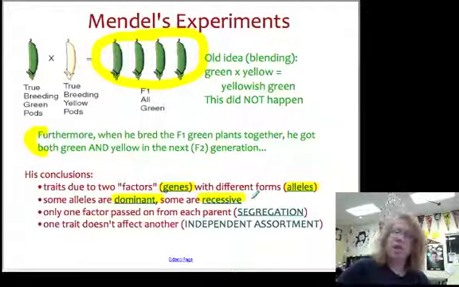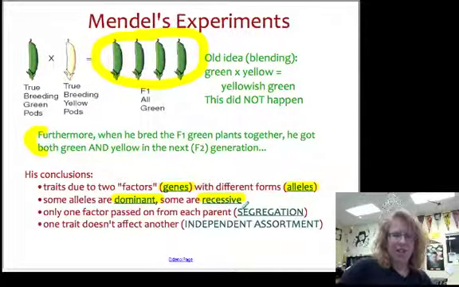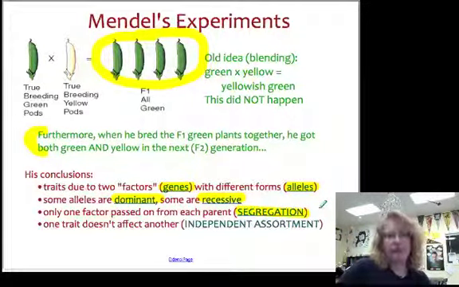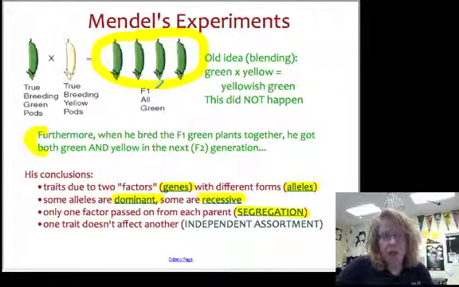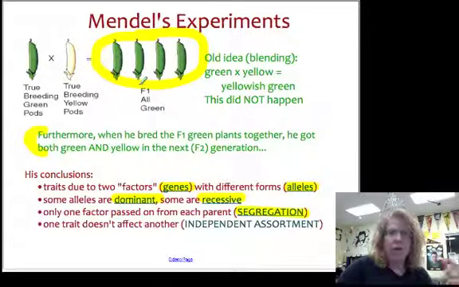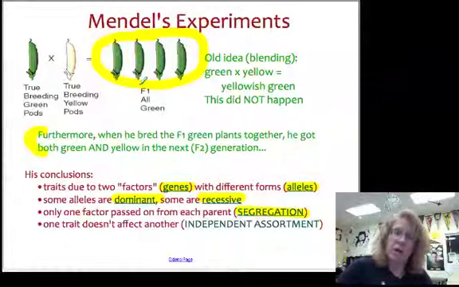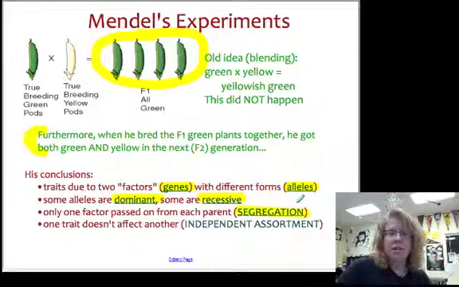Furthermore, as he was doing generation after generation and different traits and looking at what happened, he came up with two rules. These are Mendel's laws of genetics, and you need to know what these are. So the first rule is called segregation. Segregation states that only one factor is passed on from generation to generation. These F1s have two factors. They got a green factor from this parent and a yellow factor from this parent. Why are they green? Because the green one's dominant and it shows. But when these F1s breed, only one of those two will get passed on. Some of the times the green one will pass on, sometimes the yellow one will pass on. That's his rule called segregation. You only pass on one of your two chromosomes.